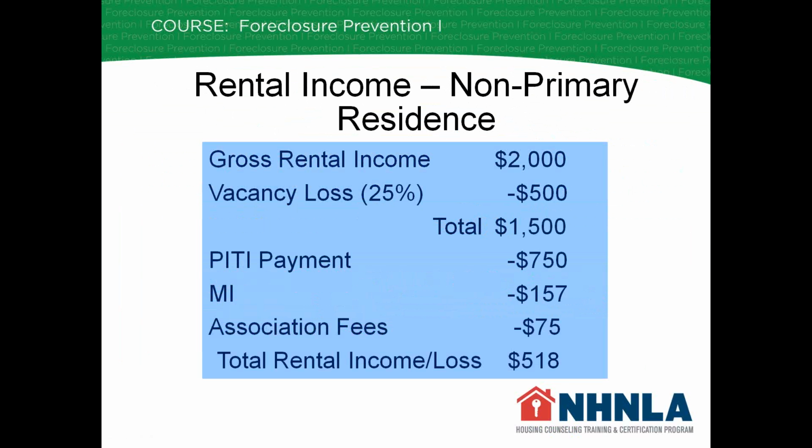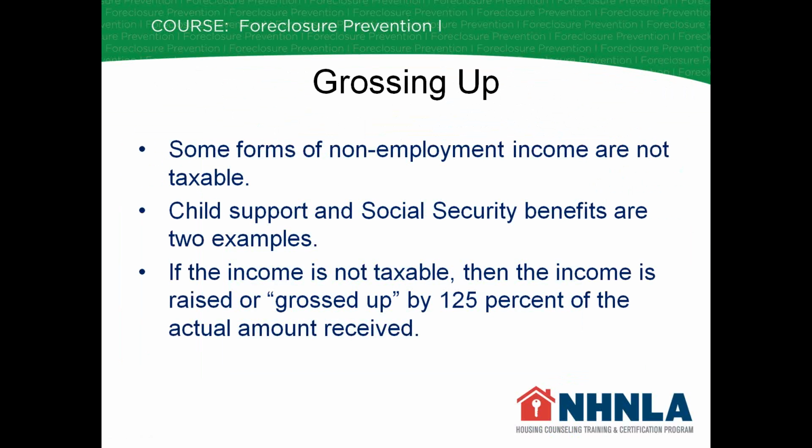Well, now we have to subtract out the mortgage expenses, the mortgage insurance, association fees, any expenses associated with that home. So in this case, we've got $750 for the mortgage, $157 for the mortgage insurance, and $75 for the association. When we take all that, subtract it from the $1,500, we're left with $518 that we can count now towards their income.